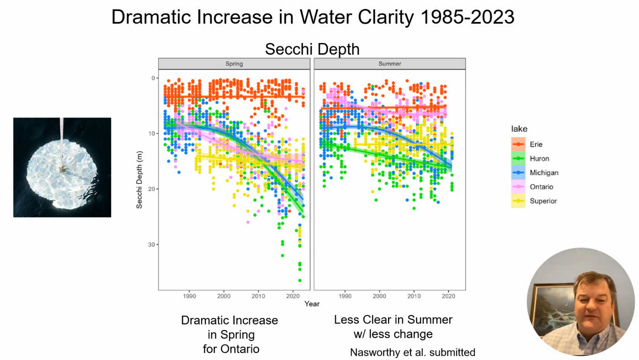So using a very simple Secchi disk, these are for all 5 lakes with spring and summer values from 1985 to today. We see that Lake Ontario has decreased in the spring clarity over time, and Lake Michigan and Huron, which are in blue and green, have decreased even more dramatically to levels even deeper than Lake Superior, which is in yellow. In the summer, Ontario generally is less clear than it is in the spring and has changed very little over time, whereas Michigan and Huron have seen some decreases in the summer.